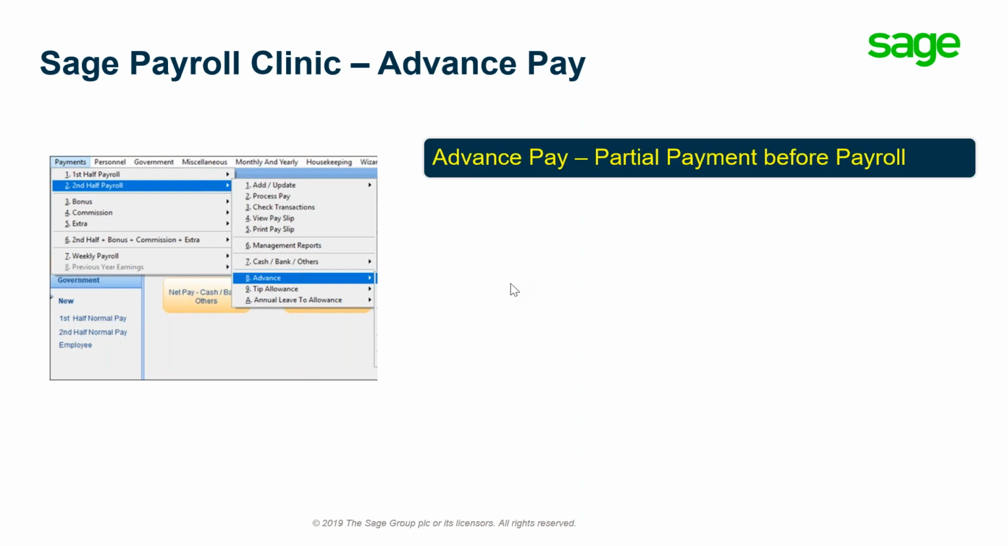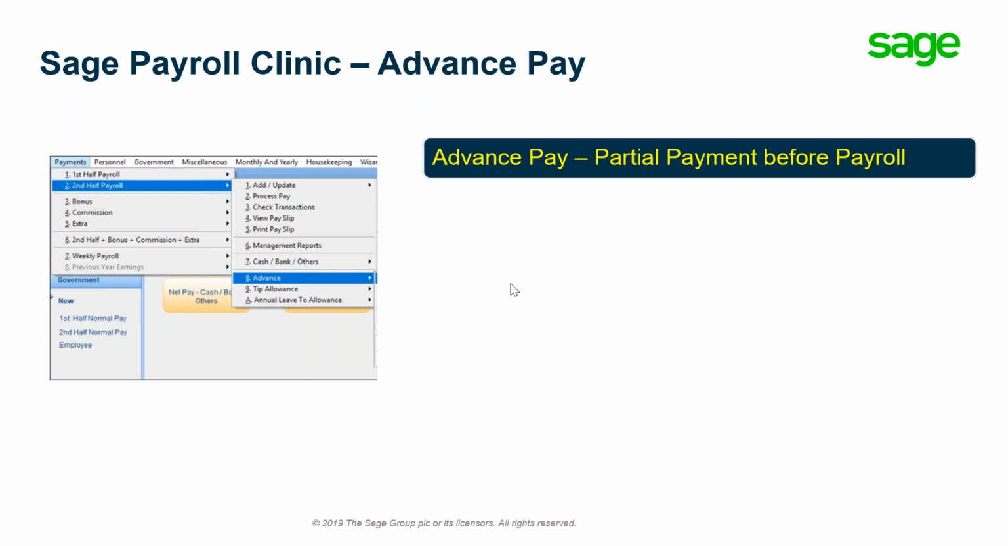Okay, advance pay refers to a partial payment to the employee before the payroll is released. At the end, when the payroll is processing, I will pay the remaining. So it's different from mid-month and end month, where you regularly pay the employees. This could be one-off, maybe due to a certain reason the company decided, okay, I release a partial payment.